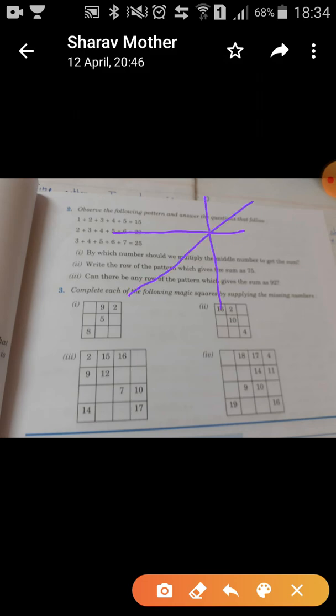So now let's look at this. We need to look for a horizontal line like this, or a vertical line like this, or a corner to corner line like this, which is filled up completely.